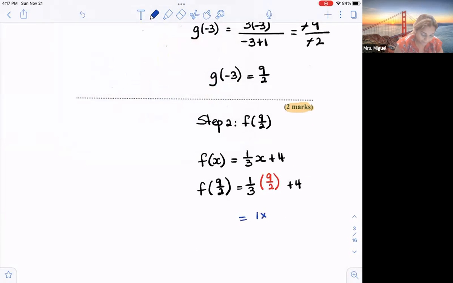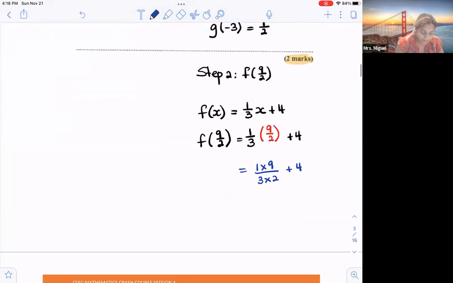So 1/3 times 9/2 plus 4. So this is 9/6 plus 4. We can reduce this to 3/2, which is 1.5, plus 4. So the answer here is 5.5. All right. So take a minute if you didn't get it and take down the answer, and we'll go to the last part of this question.